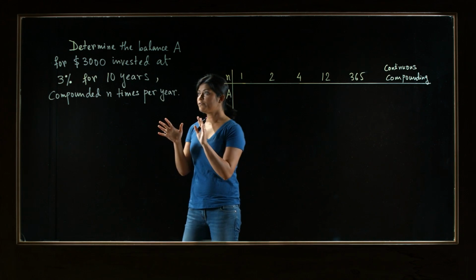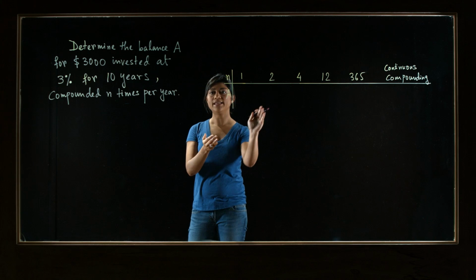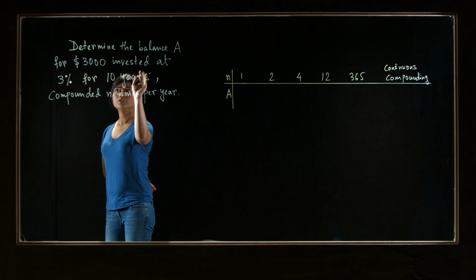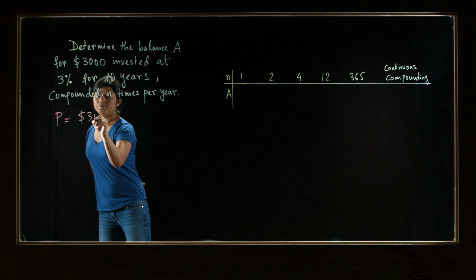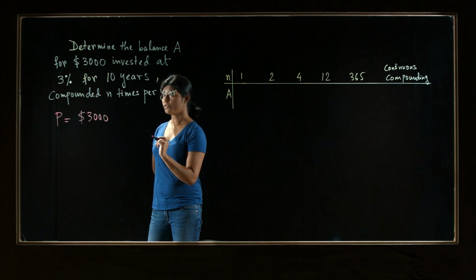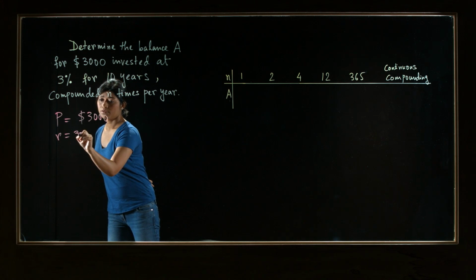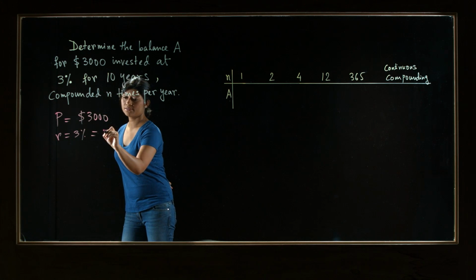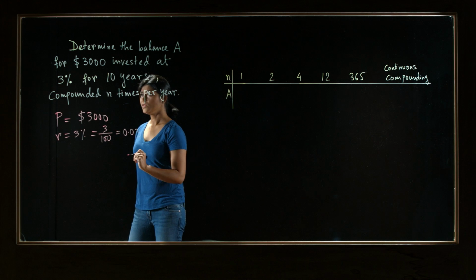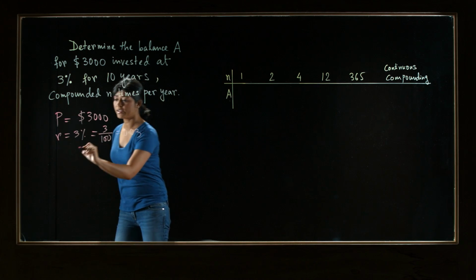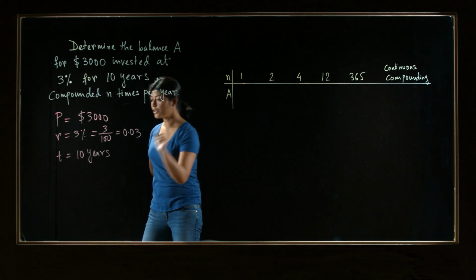So let us first write down what we have, and then we have to use a formula to calculate the balance A. So what do we have? We have this $3,000, and that's the principal amount. So P is given to be 3,000, and then this 3%, that's the rate, so call it R, that is 3%, which is the same as 0.03. What else is given? 10 years, so that's the time, so T is 10 years. And we have to figure out A.